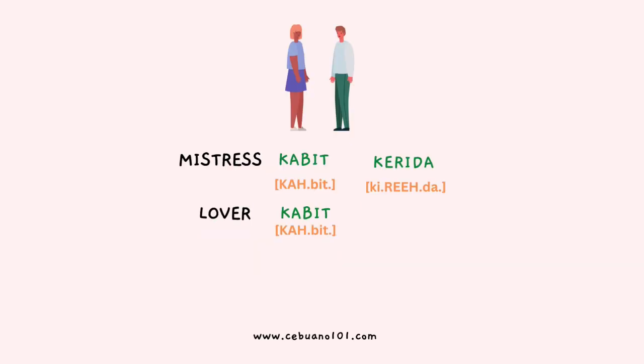Next one, we have mistress. For a woman, mistress, two terms: kabit or querida. Querida is actually a Spanish term. And for men, we call it lover. You can use kabit. One more time. Mistress is kabit or querida. This is for the woman. Lover, referring to a man, you can just use kabit. We don't use querida for men. So normally just kabit for men, and for women, mistress, we use kabit or querida.